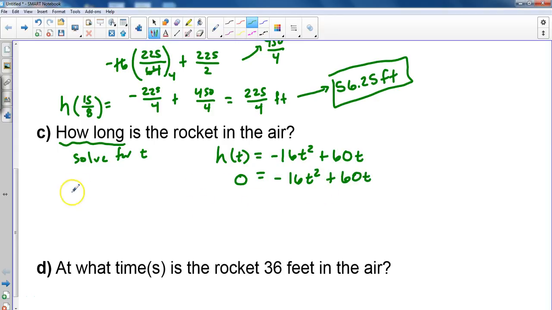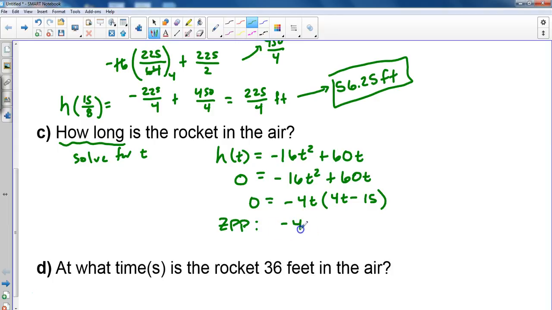When we do that, again, this is a quadratic. Every time we have a quadratic, our first step is always factor out the greatest common factor. And that happens to be negative 4, actually negative 4t in this particular case. So when we factor out a negative 4t, we end up with 4t minus 15. That's equal to 0.